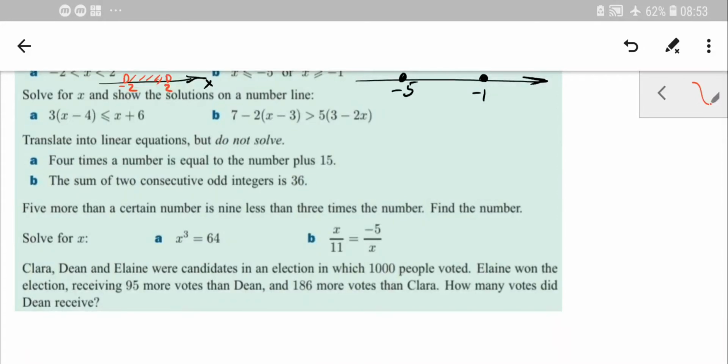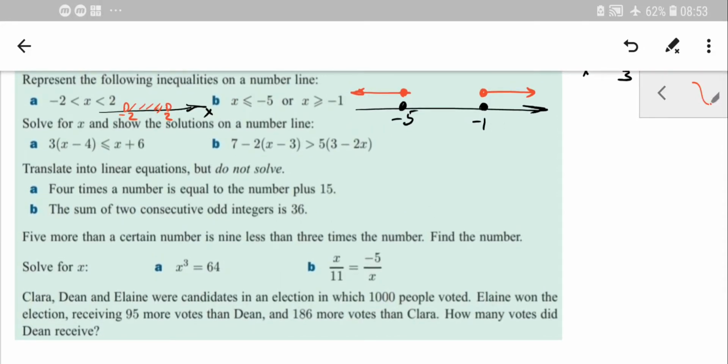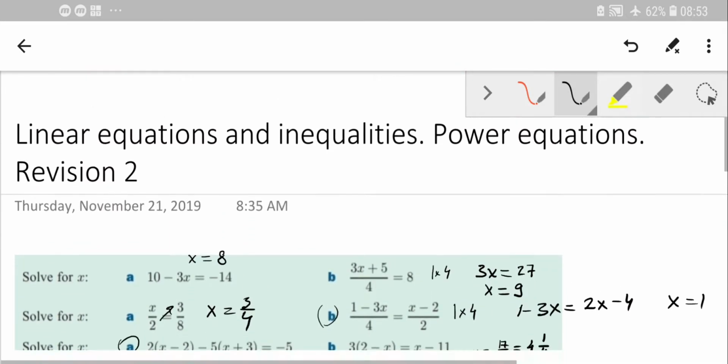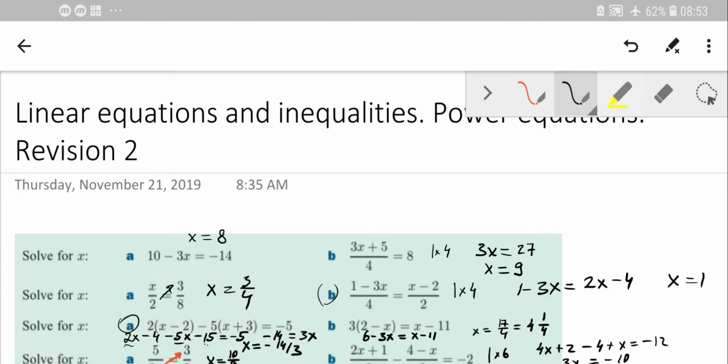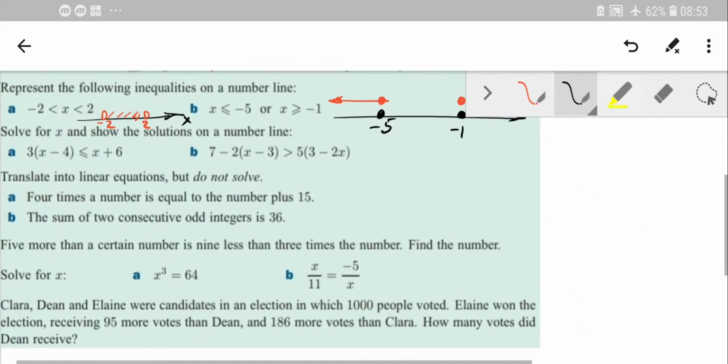Sorry, in the previous video I needed to stop for some reason. Going back, we need to finalize this revision about powers, equations, and linear inequalities. So that's revision 2. Let's keep going.